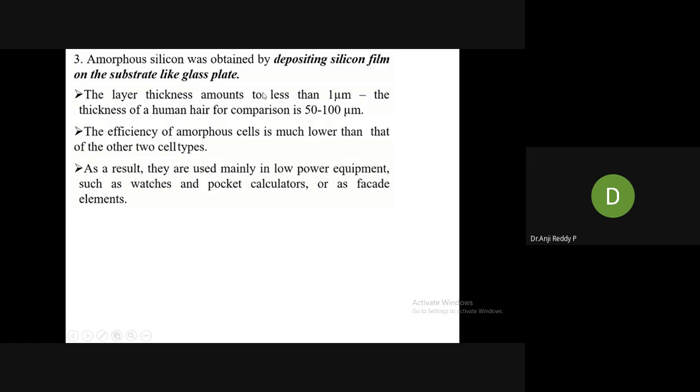Due to this low efficiency, they are used mainly in low power equipment. Examples: watches and pocket calculators, or finally we can say facade elements.